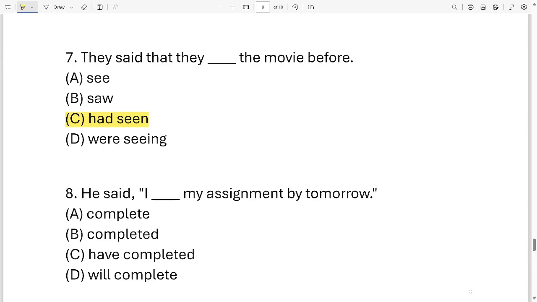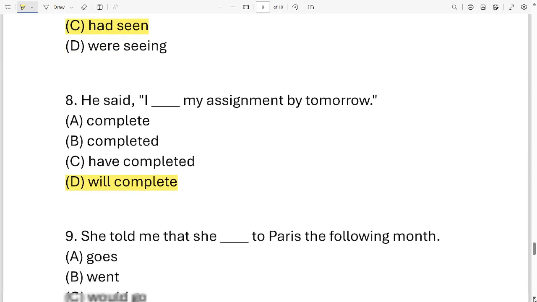Next sentence. He said, I dash my assignment by tomorrow. Your options are complete, completed, have completed, will complete. These are the four options. Which one is correct? It is option D. He said, I will complete my assignment by tomorrow.